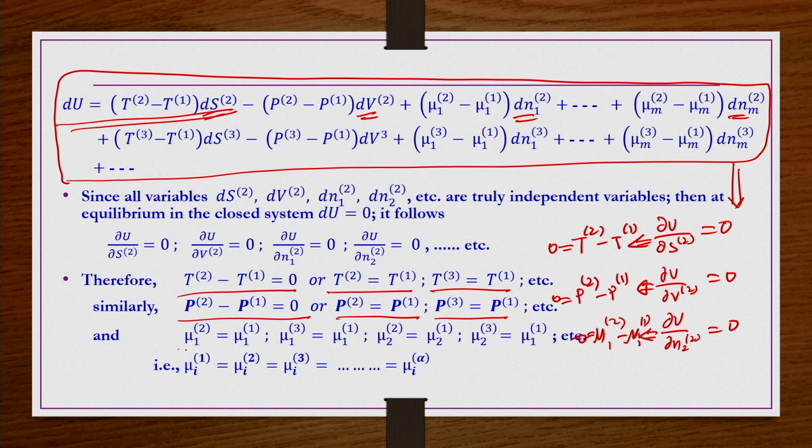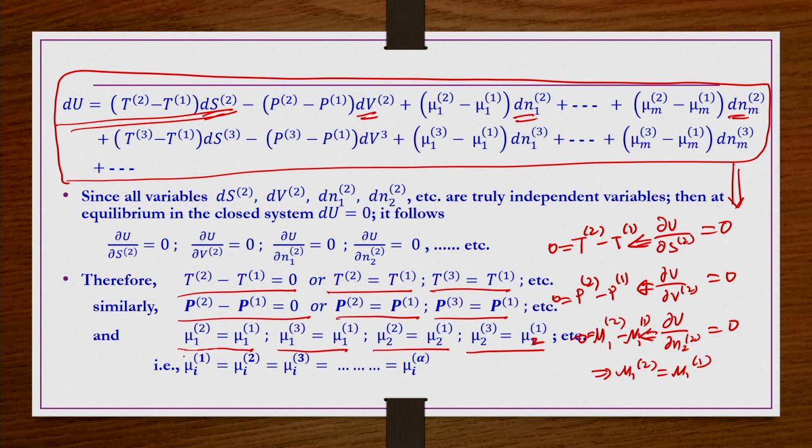Similarly, mu1 in phase 2 should be equal to mu1 in phase 1, because from this relation, mu1 in phase 2 is nothing but mu1 in phase 1. Similarly, mu1 in phase 3 should be equal to mu1 in phase 1. Like that for other components also, mu2 in phase 2 should be equal to mu2 in phase 1, and mu2 in phase 3 should be equal to mu2 in phase 1, and so on. So many relations you will get, depending on the number of components and number of phases present in the system.